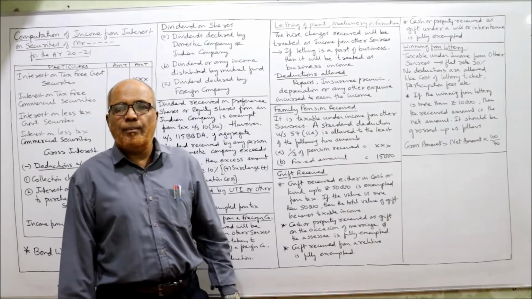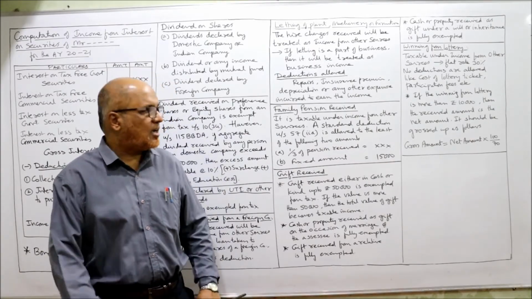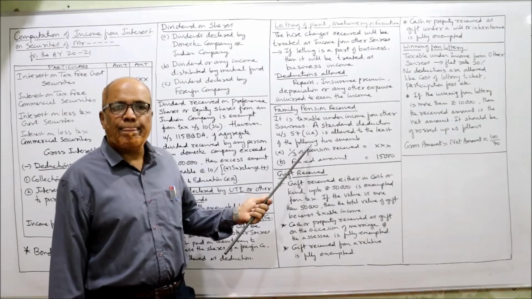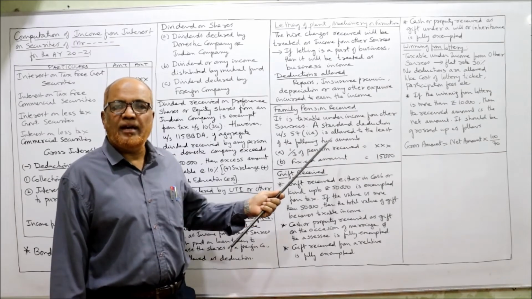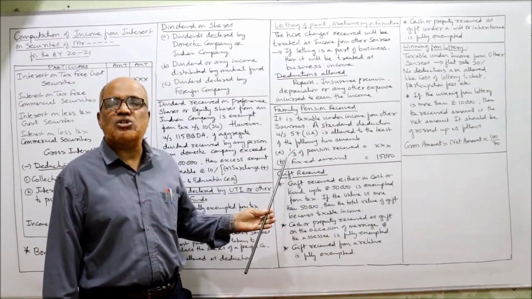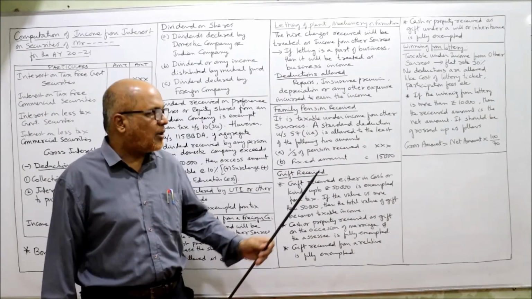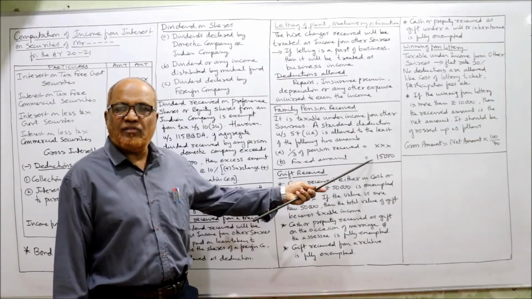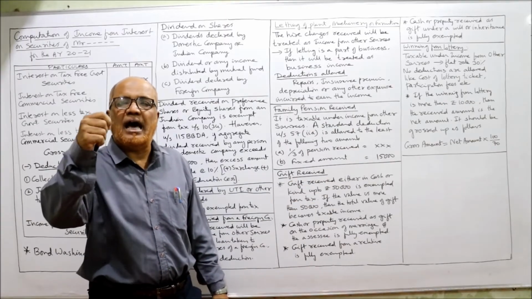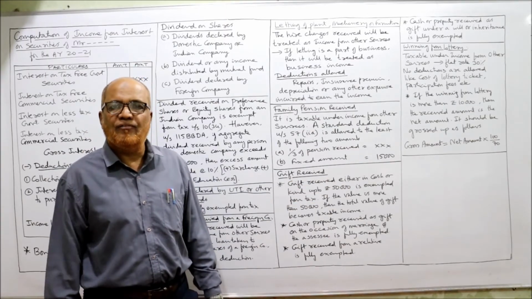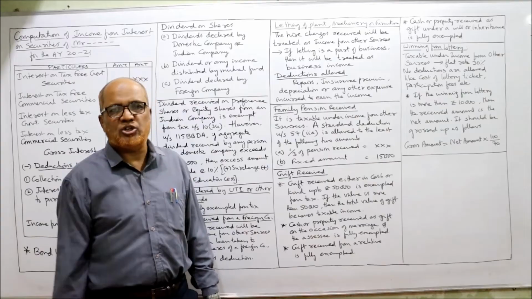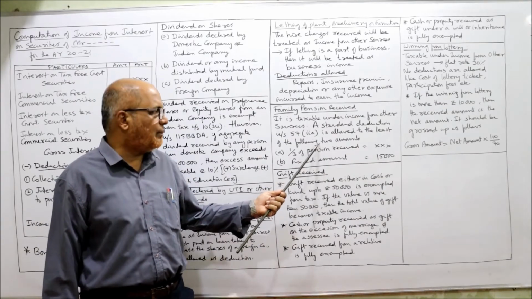It is taxable. But one deduction will be given under section 57(2)(a). Section 57(2)(a), deduction will be given, which is least of the following two amounts. 1/3 of pension received or fixed amount of 15,000. Whichever is least, that will be allowed as deduction from pension, family pension. That is the rule regarding family pension.